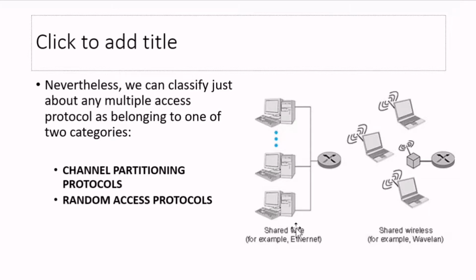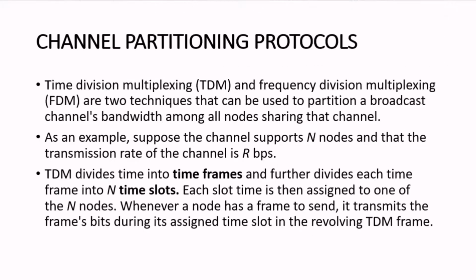So this is an example of a shared wired network using RJ45 cable, and this is a shared wireless network using wireless LAN. Let's look into the channel partitioning protocol. Time division multiplexing, TDM, and frequency division multiplexing, FDM, are the two techniques that can be used to partition a broadcast channel bandwidth among all nodes sharing the channel.